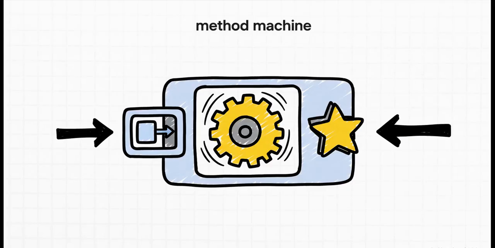So far, our methods have just been performing actions. But what if we need them to figure something out and give us the answer? You know, like a calculator. For that, we need a method that has a return type.